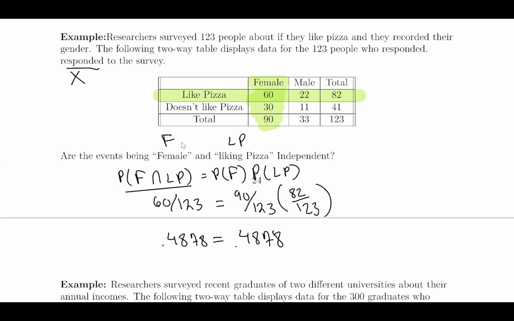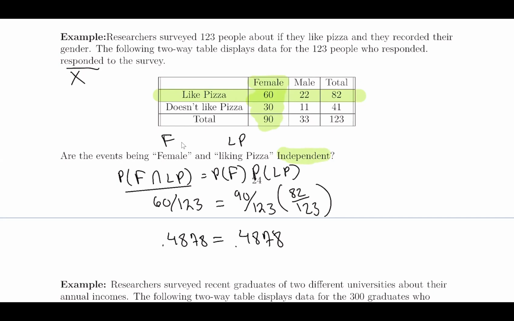All right, so if you look, the left side and the right side match up. Since they match up, that's telling you that the two events are independent. So we're going to conclude they're independent. What that means is that gender has nothing to do with whether you'll like pizza or not, because both female and male like pizza at the same percentage. All right. And that's it for that first problem.